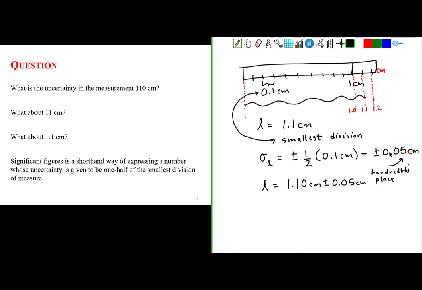So this value is equivalent to 1.1 centimeters. If we don't specifically state the uncertainty, we assume that we are taking plus or minus 1/2, that smallest division of measure. And remember, this means that our result, that our measurement, the true value, we believe, lies somewhere between 1.05 centimeters and 1.15 centimeters.